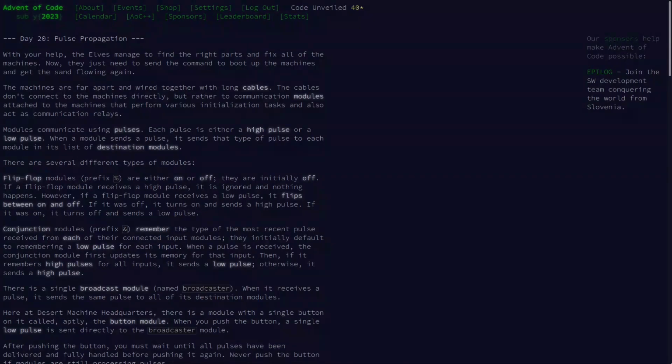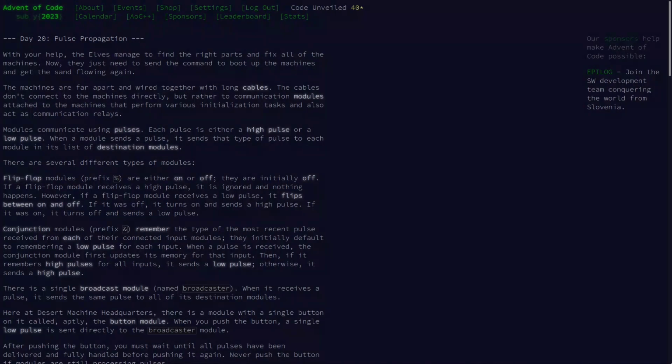Modules communicate using pulses. Each pulse is either a high pulse or a low pulse. When a module sends a pulse, it sends that type of pulse to each module in its list of destination modules. There are several different types of modules.